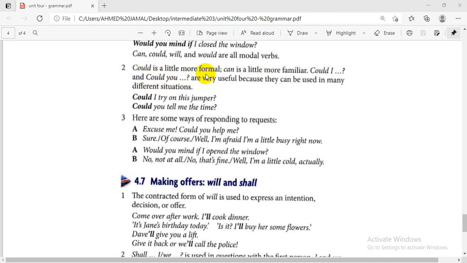Could is a little more formal. Can is a little more familiar. Could I and could you are very useful because they can be used in many different situations.